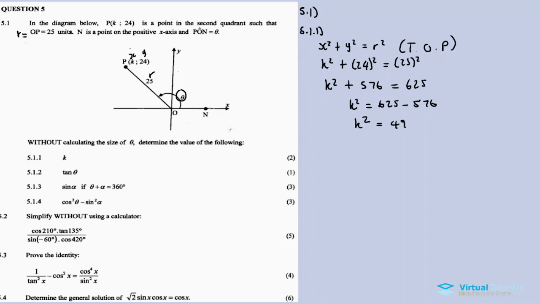So K squared is equal to 49, and then we take the square root on both sides, but don't forget the plus or minus here. So K is equal to plus or minus 7. The square root of 49 is 7, but it's a plus or a minus. But the value of K must be equal to negative 7, since we are in the second quadrant, and in the second quadrant X is negative. So the value for K is negative 7. For how many marks? 2 marks.